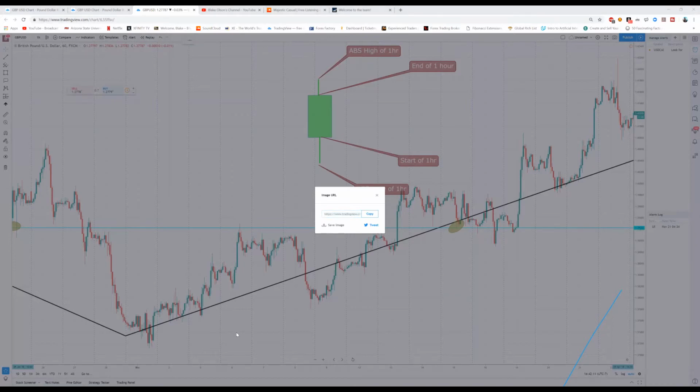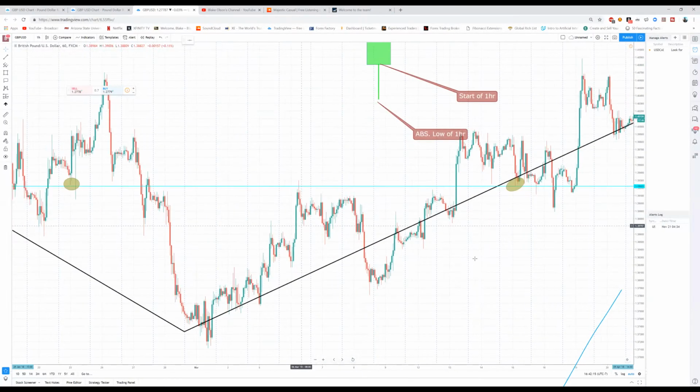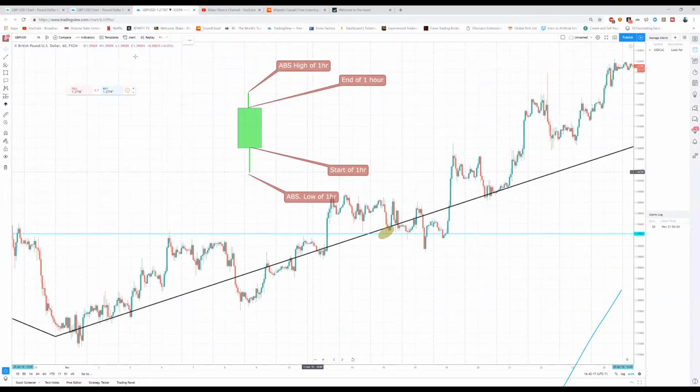Okay. There's the updated one with the larger words. Okay, so I'm going to delete this annotation because someone was drawing on the chart.